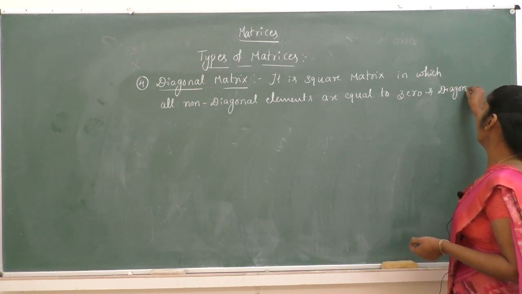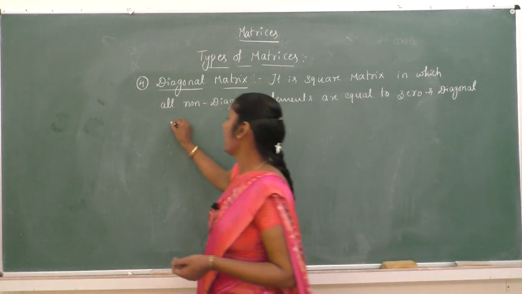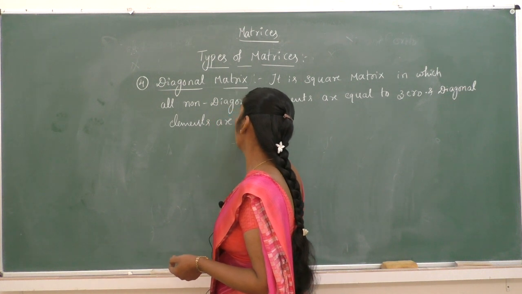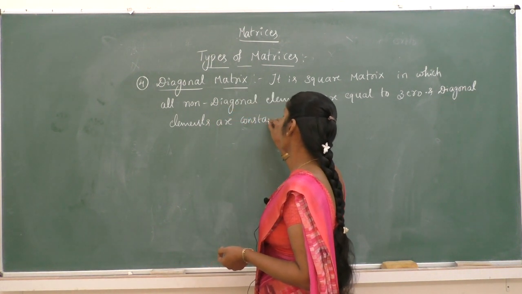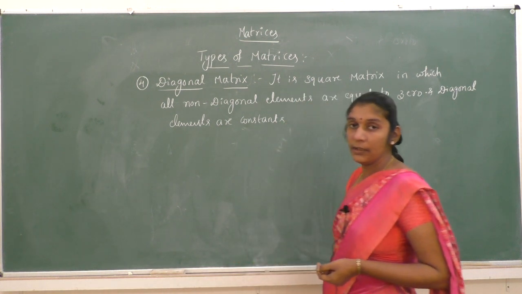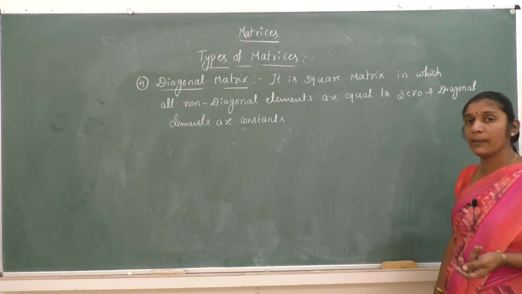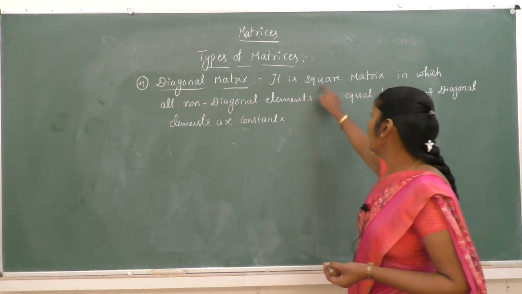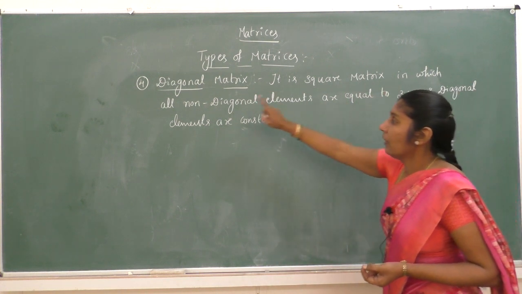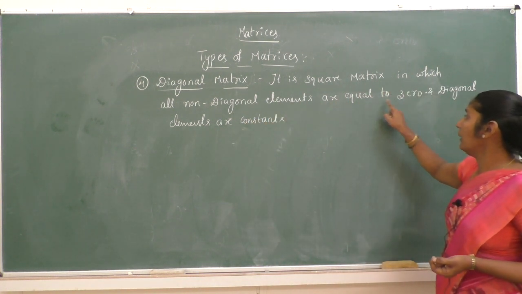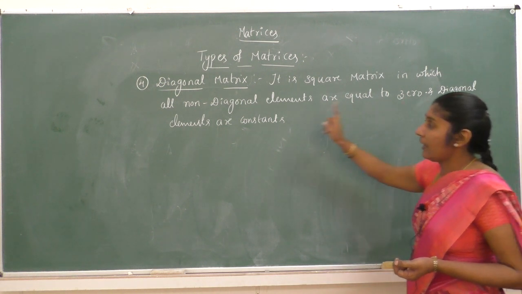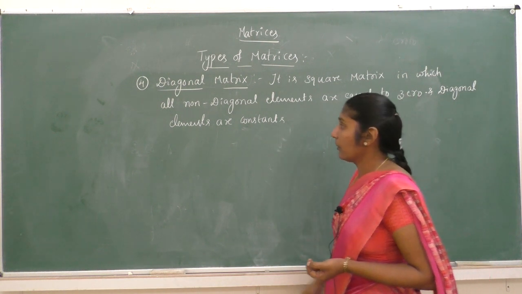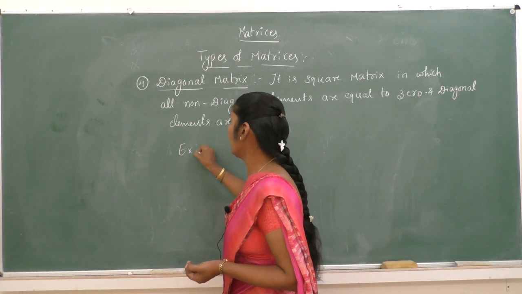diagonal elements are constants. Diagonal elements are constants. Constants can be numbers or functions, anything can be there. What do you mean by diagonal matrix? It is a square matrix in which all non-diagonal elements are equal to 0 and diagonal elements are constants or functions, anything can be there.